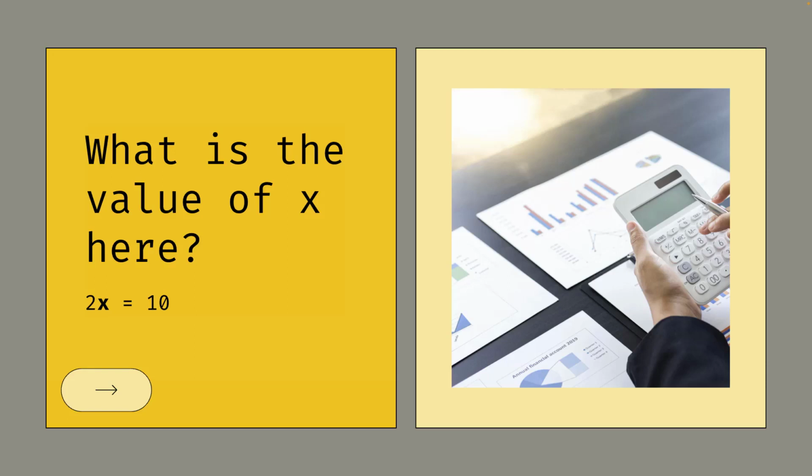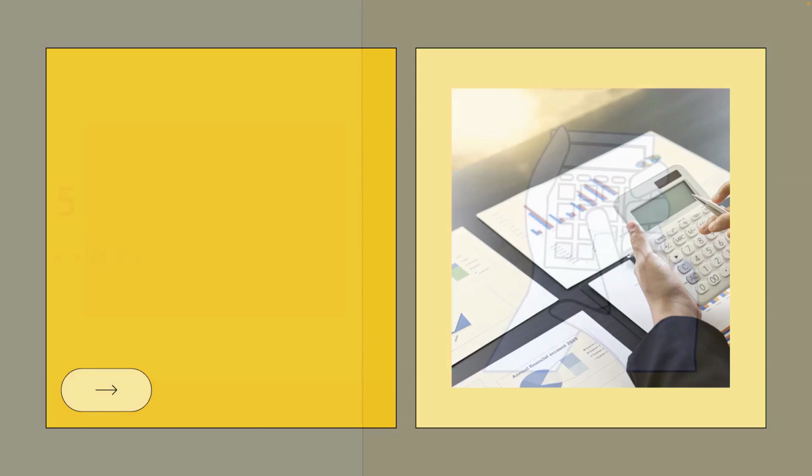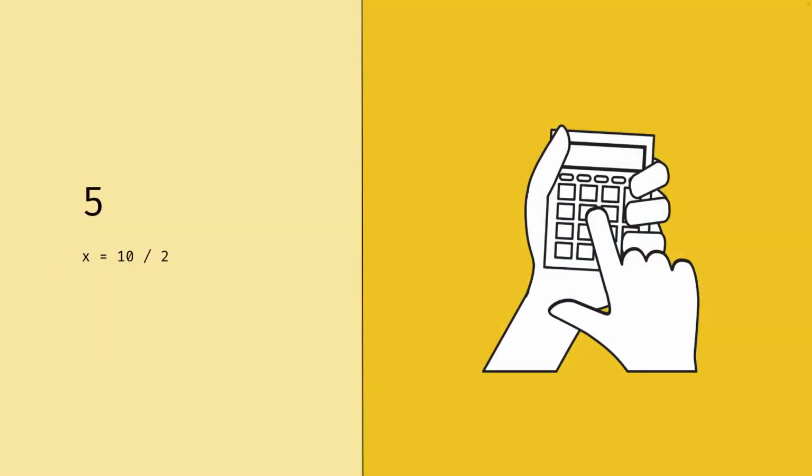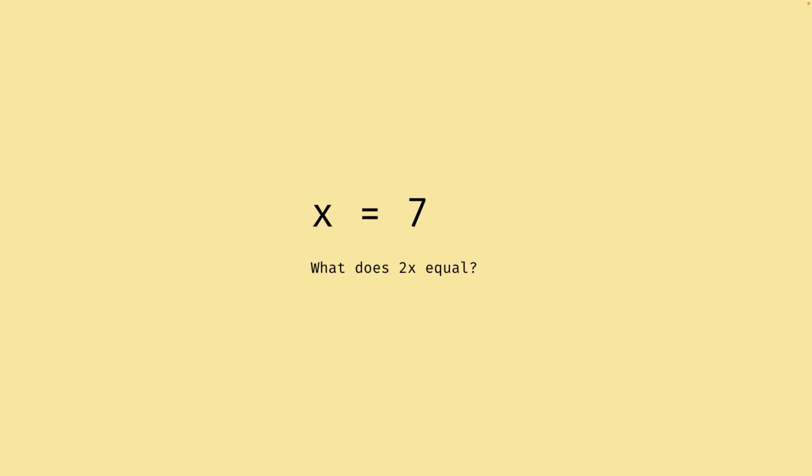But you will definitely have to be able to understand things like this. 2x equals 10. What is the value of x here? Right, it's 5, because we divide both sides by 2 to get the answer. And 10 divided by 2 is 5. So, what would be the outcome if we would have set the variable to 7? If x equals 7, then what does 2x equal? It would have been 14, because 2 times 7 equals 14.